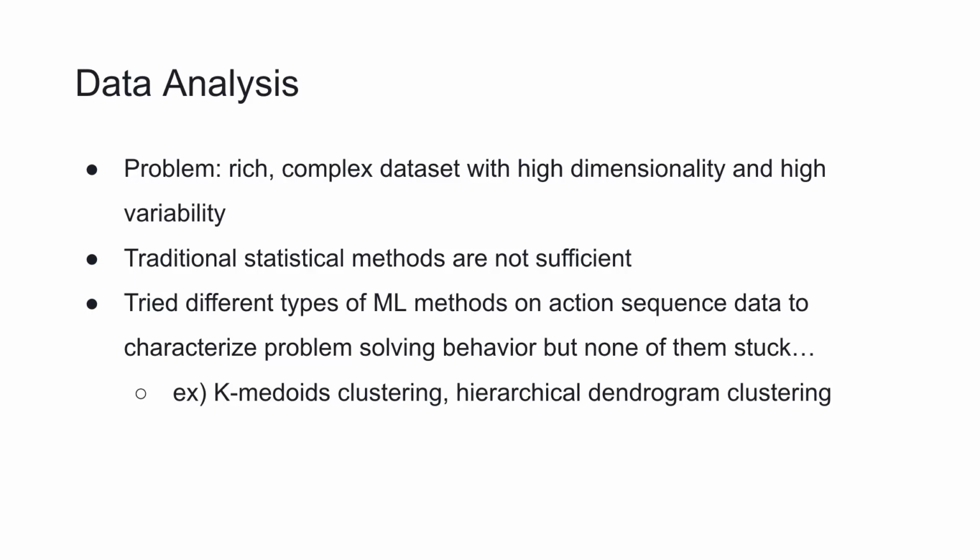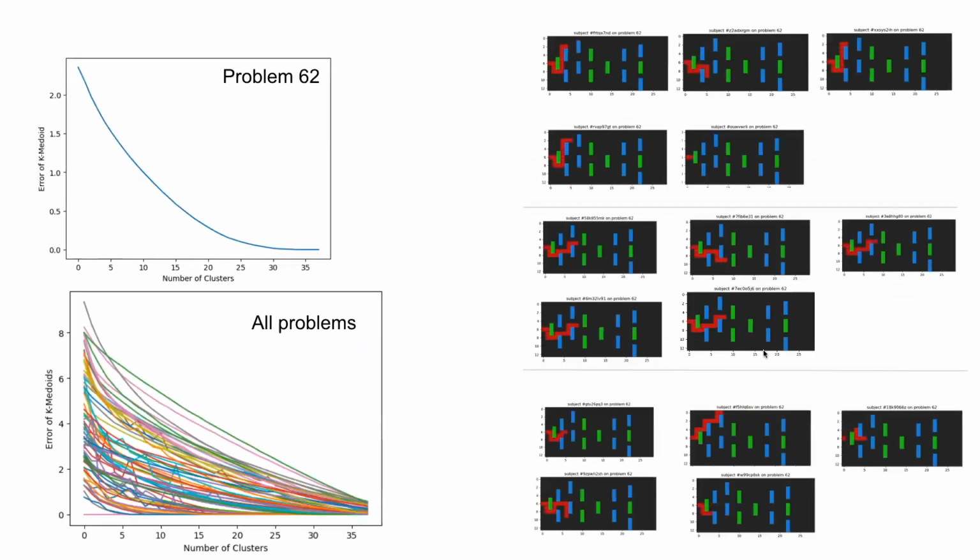What I'm mainly interested in at this moment, from the human data, is to sort out the different strategies and errors that people make. In order to do that, we tried different types of machine learning methods on the action sequence data to characterize how people solve these problems. We tried a lot of different things, none of them really stuck. One of them we tried is K-medoids clustering. Another was a more hierarchical clustering into dendrograms. And this is an example where my colleague Jing applied K-medoids clustering on this one problem, and it separated people into 3 different strategy groups.